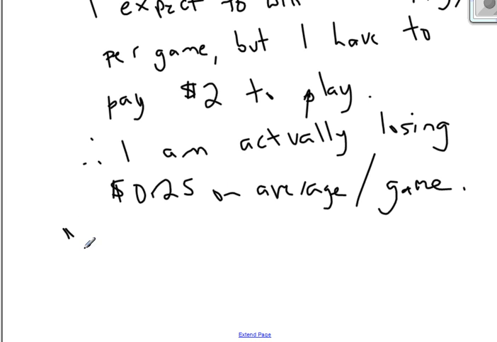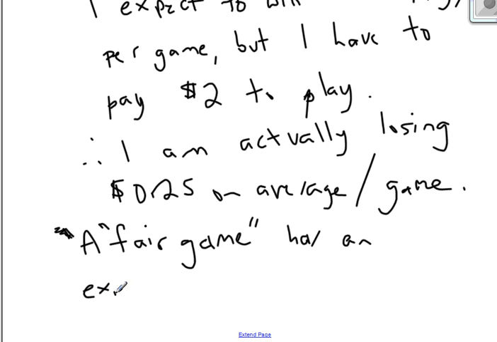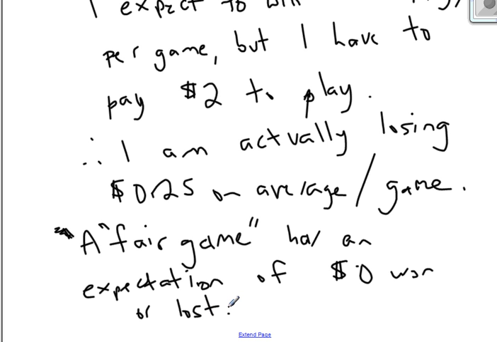A fair game, oops, I think I put the quotations in the wrong spot. A fair game has an expectation of $0, won or lost. Okay. So hopefully that's clear. I know it's messy, but it should be pretty clear, I hope. Let's look at the next question.